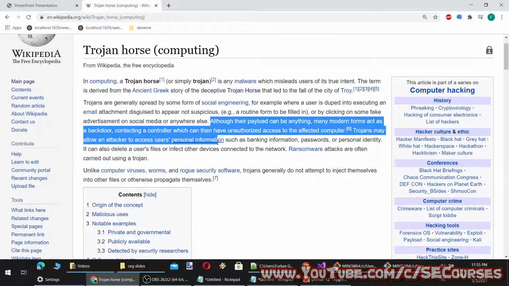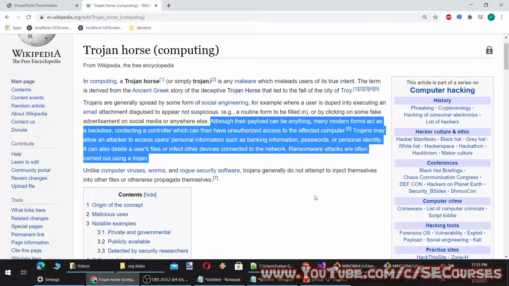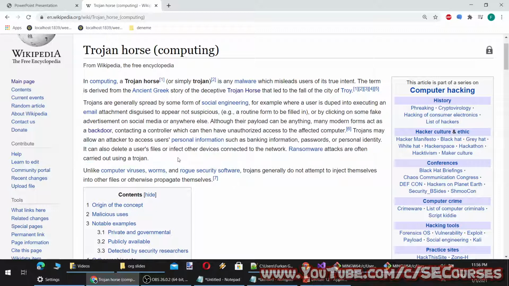Although their payload can be anything, many modern forms act as a backdoor, contacting a controller which can then have unauthorized access to the affected computer. Trojans may allow an attacker to access users' personal information such as banking information, passwords, or personal identity. It can also delete a user's files or infect other devices connected to the network. Ransomware attacks are often carried out using a Trojan.